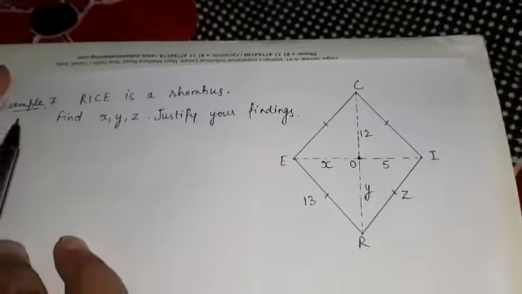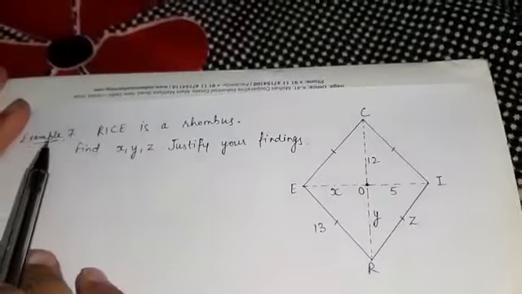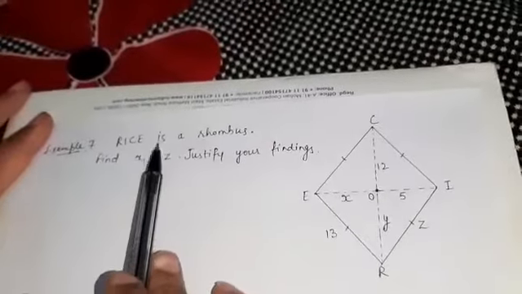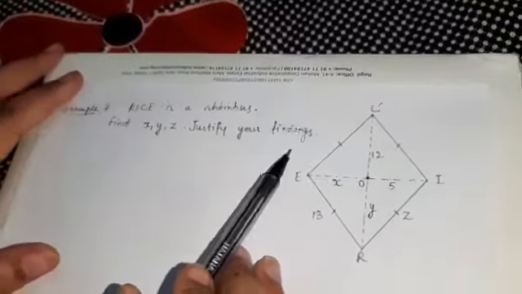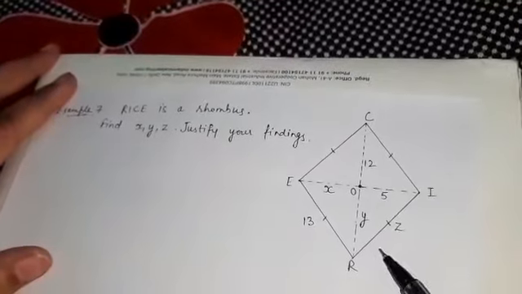Example number 7 of exercise 3.4. Question is: RICE is a rhombus. Find x, y, z and justify your findings. This is the figure given.